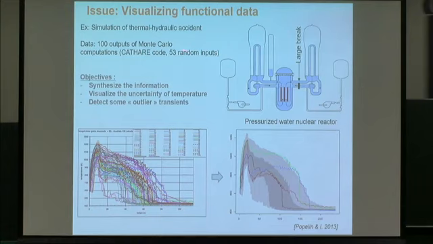Okay, it's many. And the output of each run is a curve. This is the temperature as a function of time. And with 100 Monte Carlo samples, I have 100 curves. And I would like to synthesize this information not only by the mean and the standard deviation. So we have tried to apply, and we'll show the details just after, the functional box plots to see if this tool is interesting in our context.